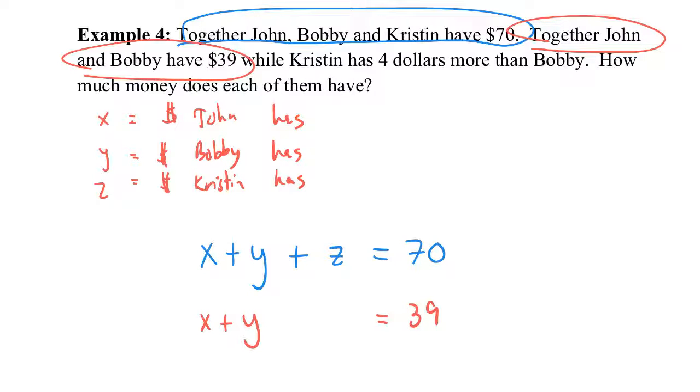And then last but not least, it says, while Kristen has $4 more than Bobby. Kristen has 4 more than Bobby. What do you got, Jimmy? Oh wait, sorry, I'm reading the J. That's fine. Okay. So Z.